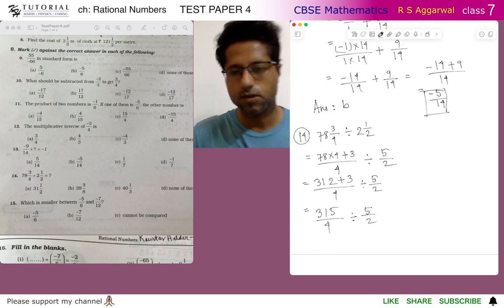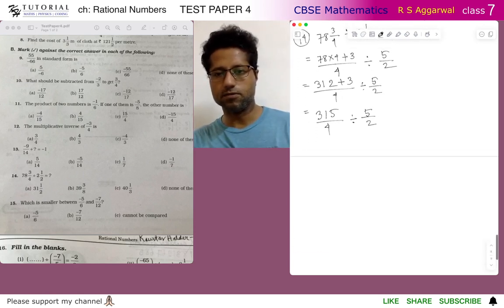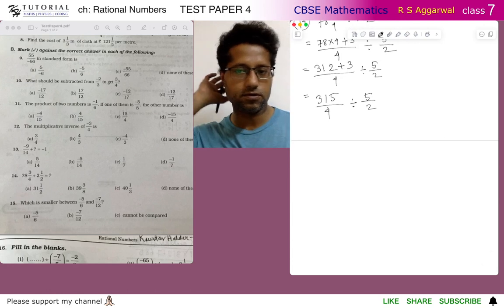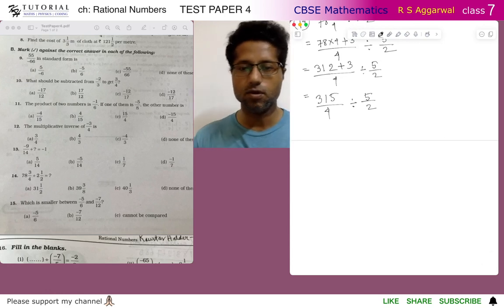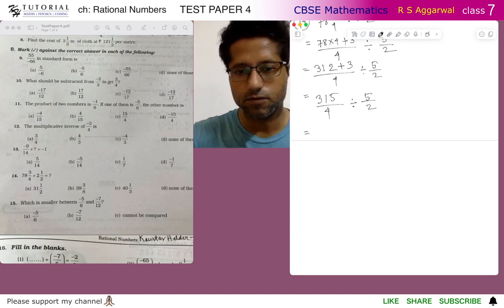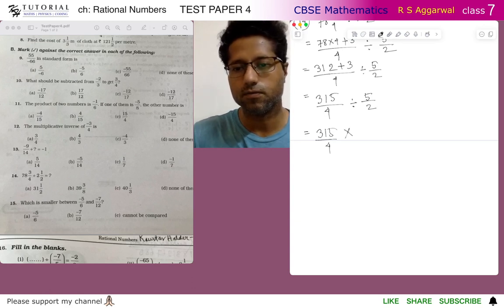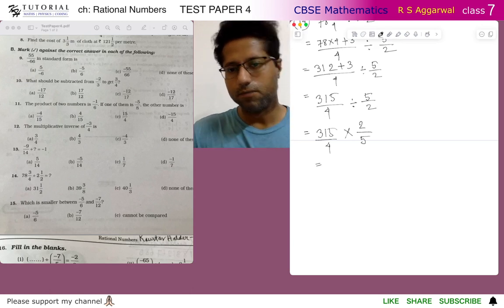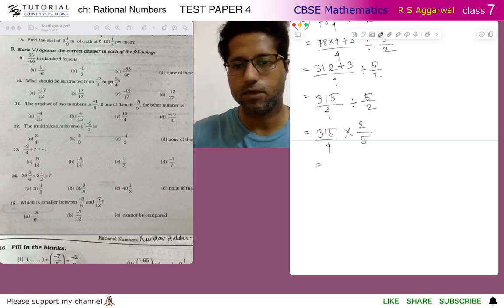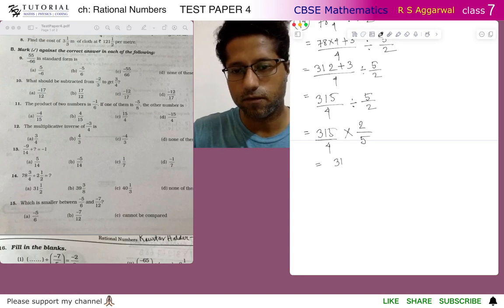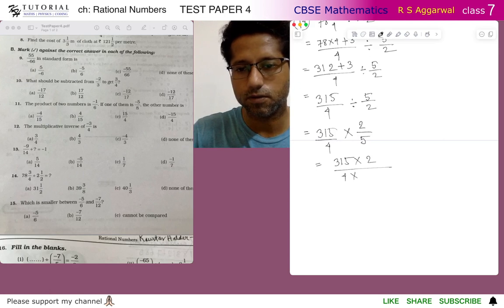We have to find this. This is division of two rational numbers. We know that division by a rational number is equivalent to multiplying by the reciprocal of that rational number. So this will be 315 by 4 multiplied by the reciprocal of 5 by 2, that is 2 by 5. Now we have multiplication of two rational numbers.